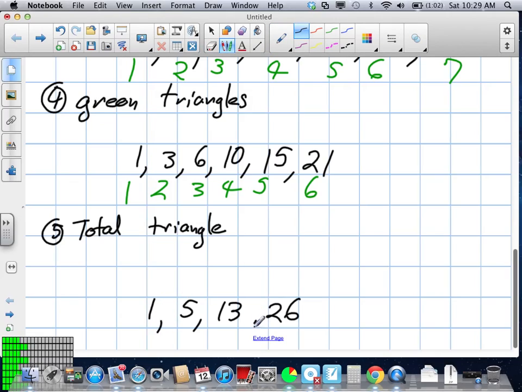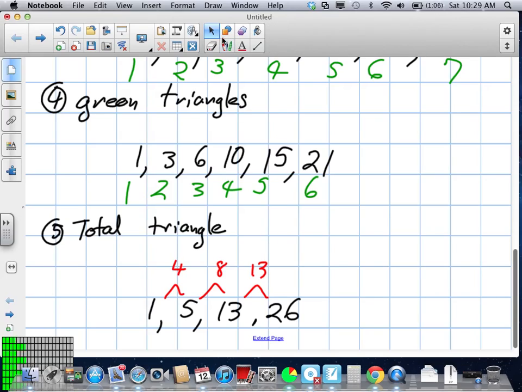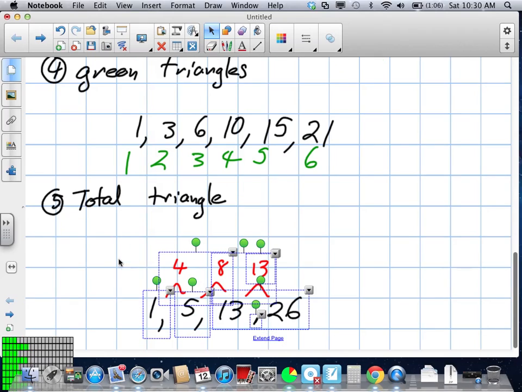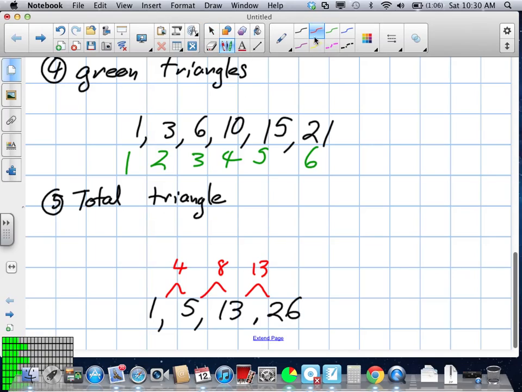Okay? What is our first group changing by? By 4. Yep. And then what does this change by? By 8. What does this change by? By 13. That's a tough pattern looking at it. It doesn't seem to really give us anything, right? So let's see if we can look a little farther into it.